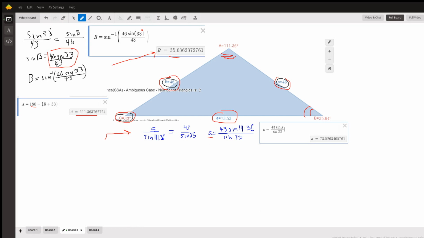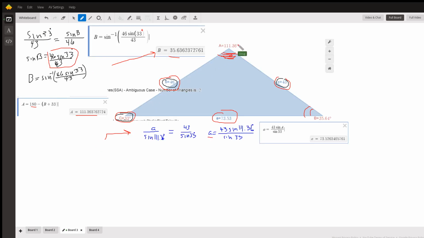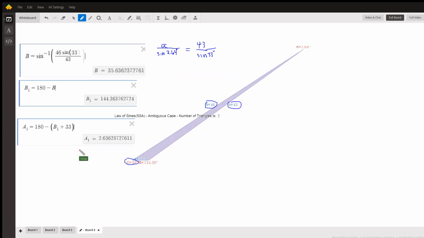Okay, and that's one triangle. I think your problem statement said to call this angle 2 because it's the larger of 2 angle A's. Let's see. Said A1 is smaller than angle 2. Okay. So this is angle 2. So I got it backwards on the next board.